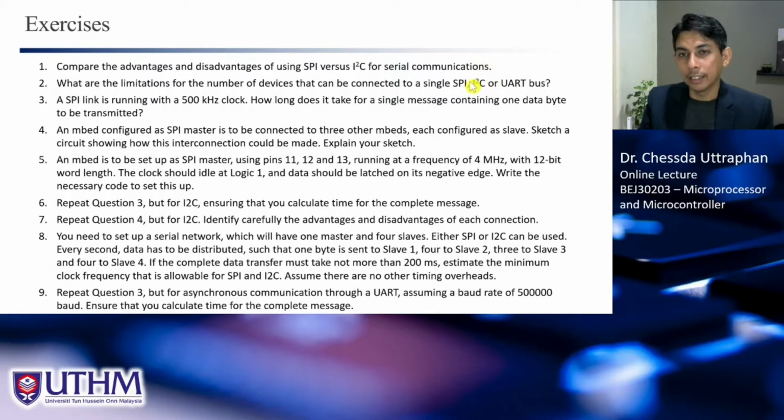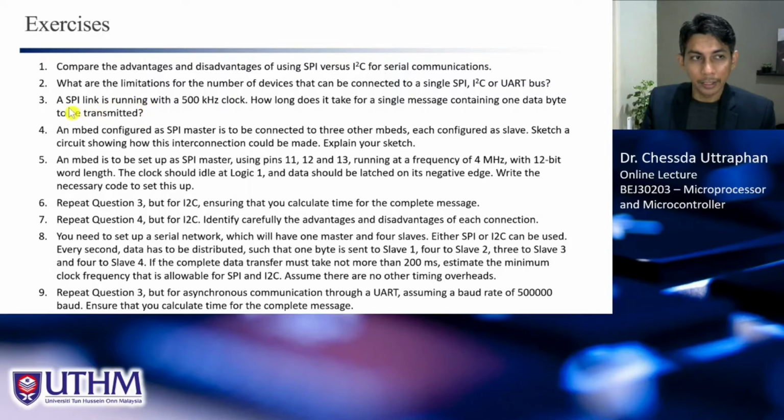For I2C, this one depends on the address, so because we use a 7-bit address you can have up to 2 power 7 devices, and UART is actually 1 to 1. So it depends on your microcontroller how many UART that you have. So this one I think is easy to answer. Now number 3, you need to do a little bit calculation and try to do this.